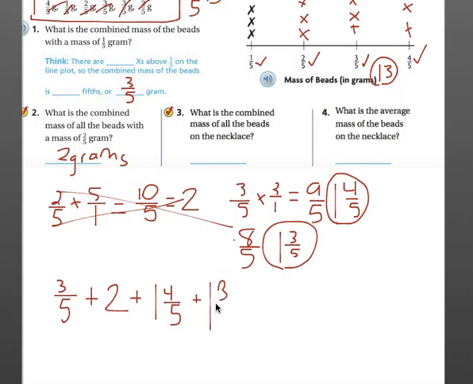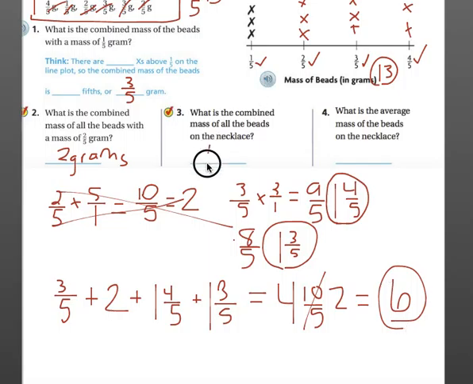And now what I need to do is add together all of these grams to find out what is the combined mass of the total necklace. So I'll add up my whole numbers. 2 plus 1 is 3, plus 1 is 4. My fractions, 3 plus 4 is 7. 7 plus 3 is 10. So I have 4 and 10/5. Well, I know that 10/5 equals 2. And 4 plus 2 is 6. So the total combined mass is 6 grams.